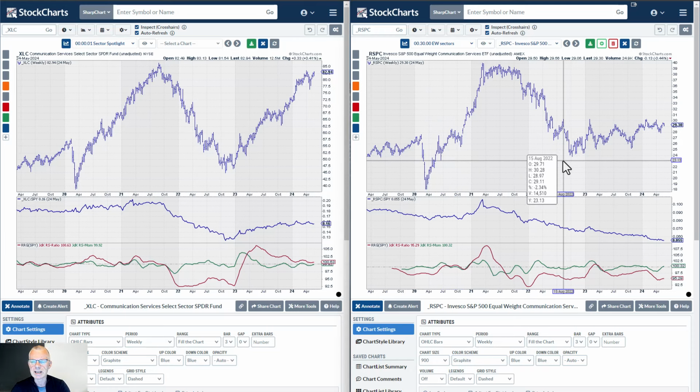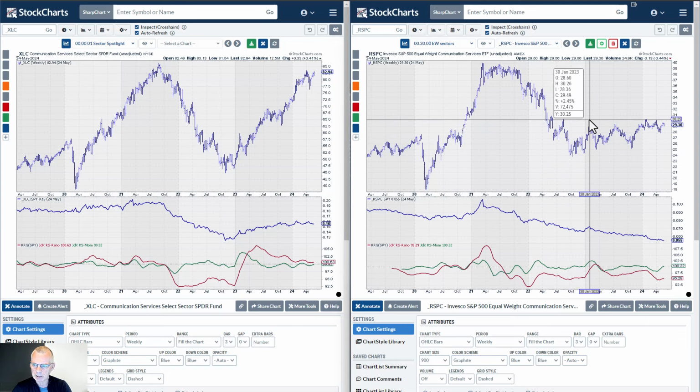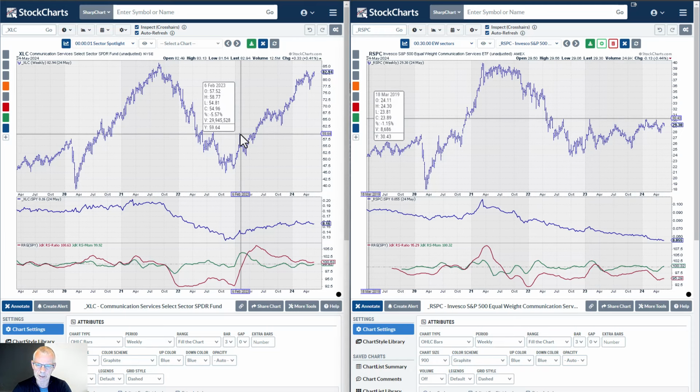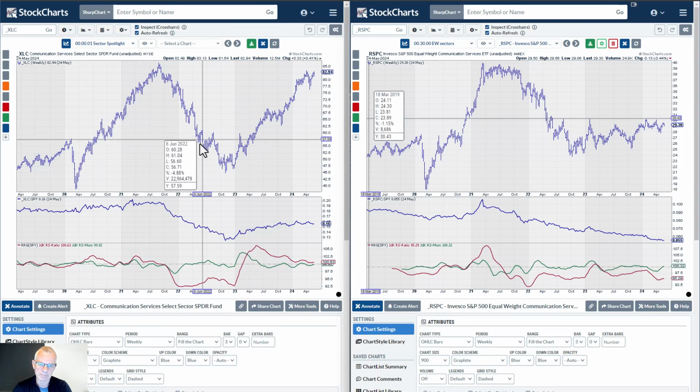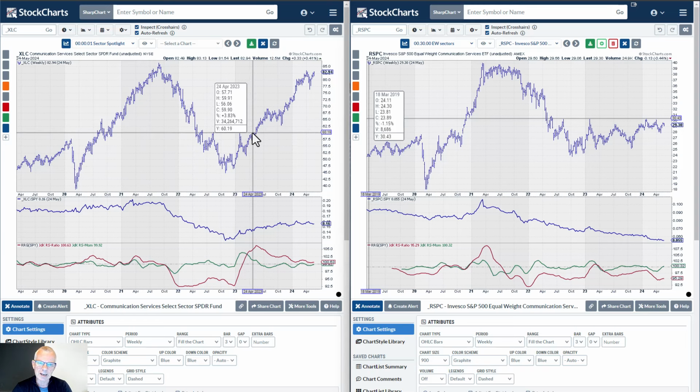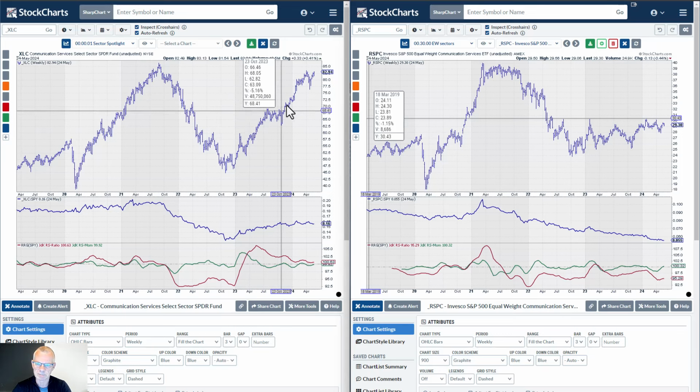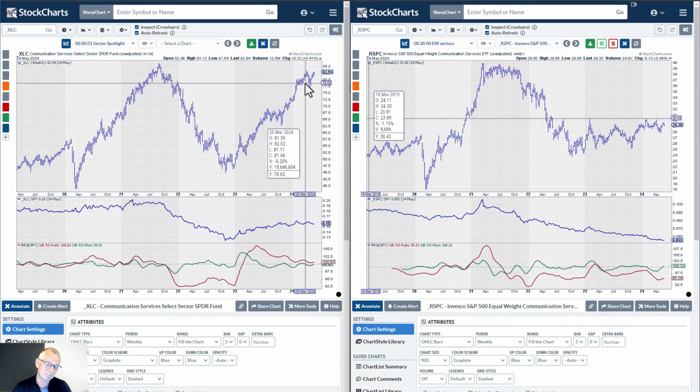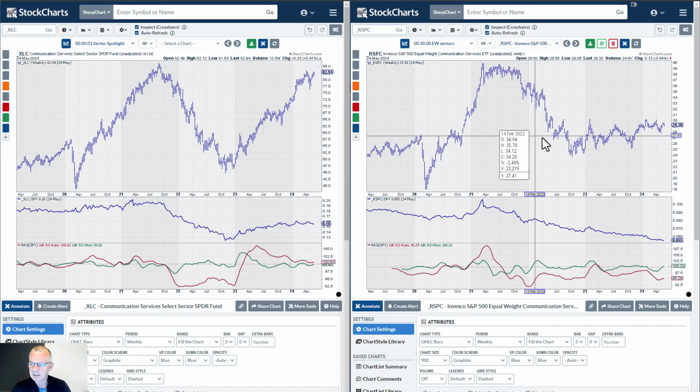But what you see then is the big difference that started to show up out of the low at the end of 2022. They both move up to a peak in January 23, it's this peak right here, and then after a break, this by the way is a very nice inverted head and shoulders, XLC breaks in May 2023 and just starts this magnificent rally, which technically is still there, and RSPC has done nothing.